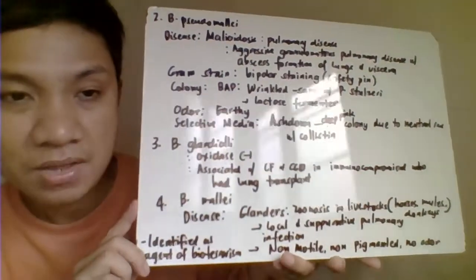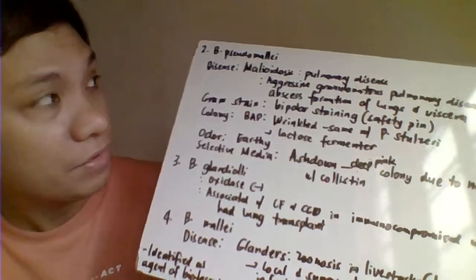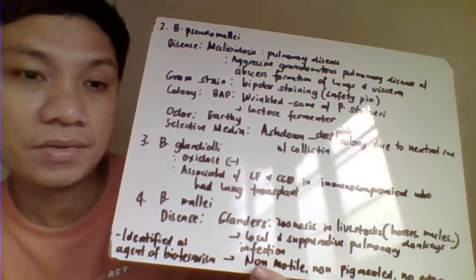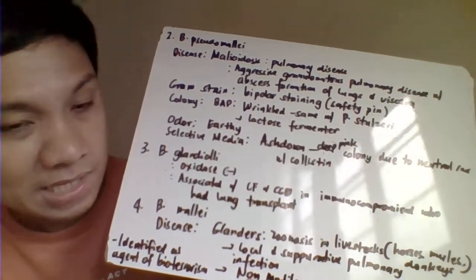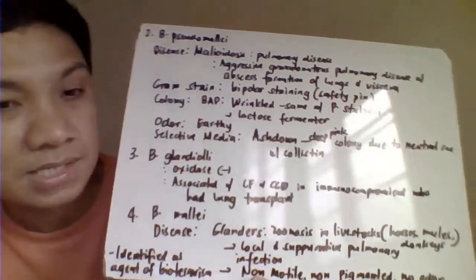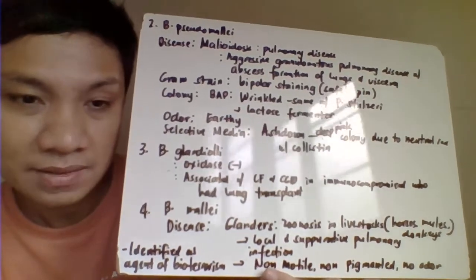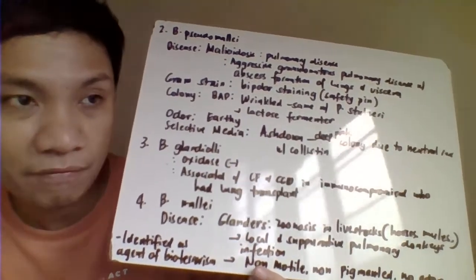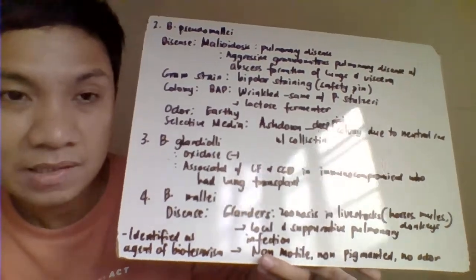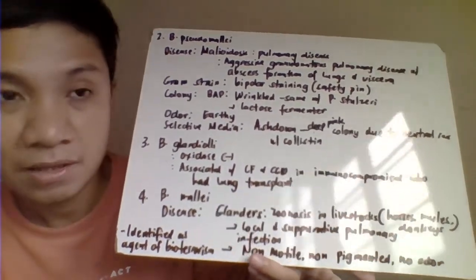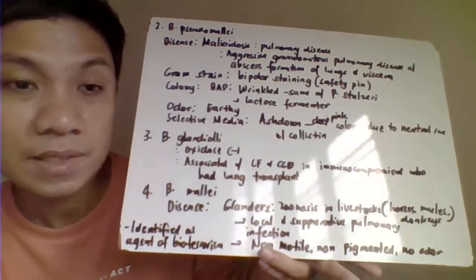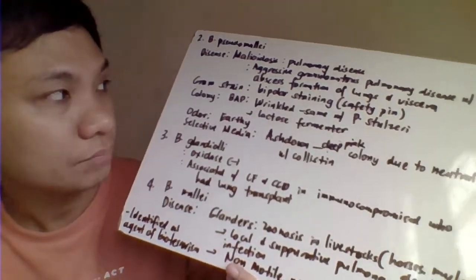Okay, now we go to the other species of your Burkholderia. We have your Burkholderia pseudomallei. Burkholderia pseudomallei causes your melioidosis. So that one is a pulmonary disease characterized by acute aggressive granulomatous disease, and it tries to infect your pulmonary lungs and even your visceral organs, producing abscess formation.